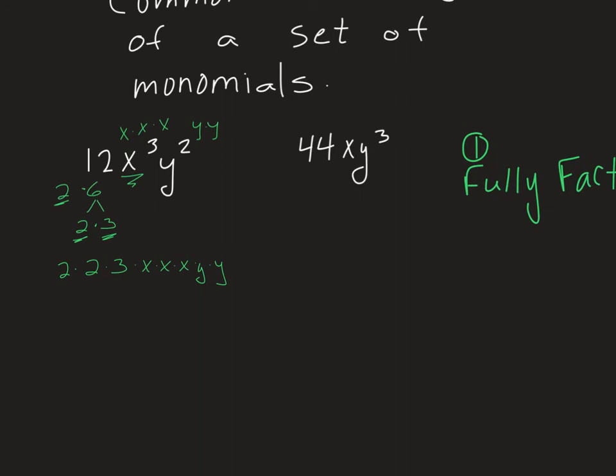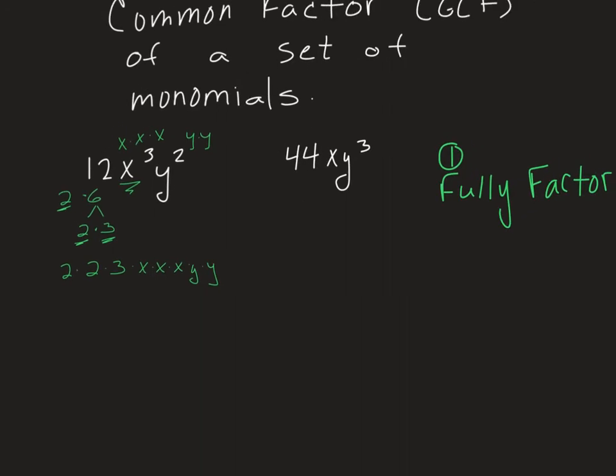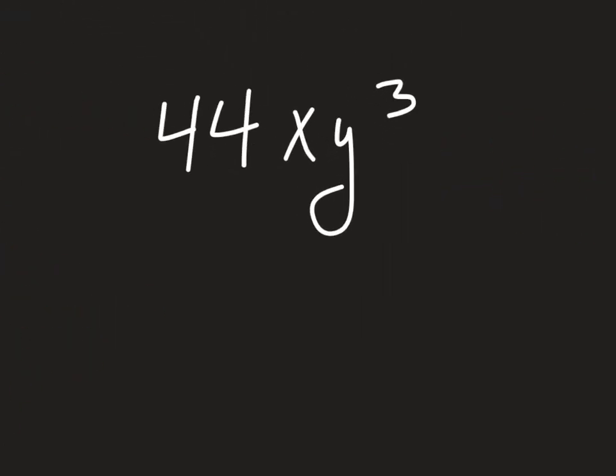I also need to fully factor the 44xy^3. For 44, I can multiply 2 times 22. Obviously, the 2 is now prime, so that's as factored as it's going to get. Now let me turn my attention to the 22. I can get 22 by multiplying 2 times 11. And now, with 2 and 11, I have all prime numbers. So that's the fully factored form of 44.